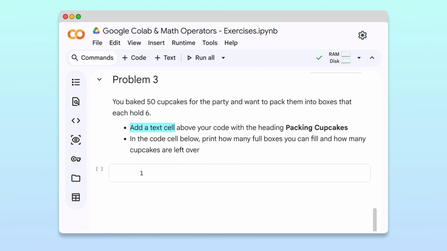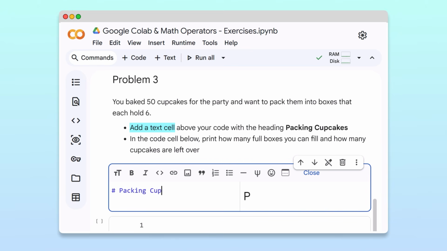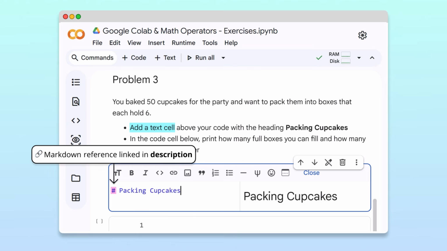Let's start with the text cell. We hover over the top of the code cell until the plus text button appears, and then we click it. Inside it, we type a single hashtag, Packing Cupcakes. The single hashtag here is Markdown, and it makes our text into a heading. If you want to learn more about Markdown syntax, we left a link to some documentation in the description.